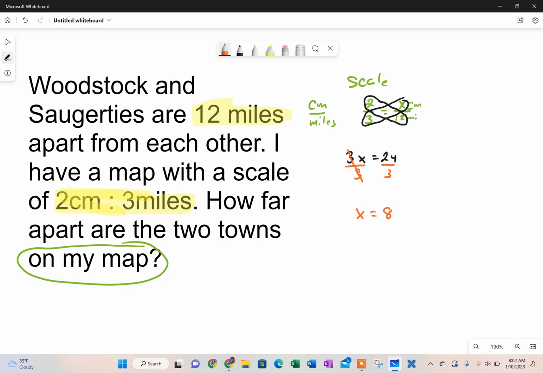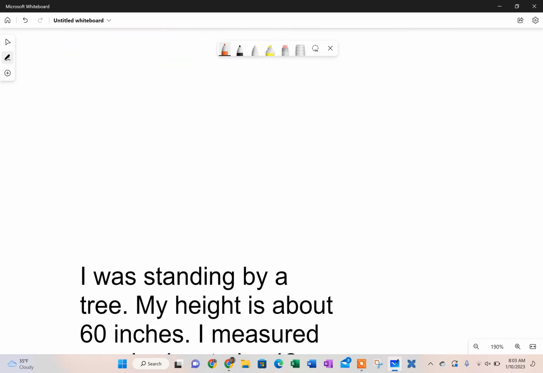Now, you're not actually done. It says, how far apart are the two towns on my map? The answer is not 8, it's actually 8 centimeters. And that's all it is. The key is this: you have to make sure that if you put the centimeters in the numerator, everything is centimeters, and if you put miles in the denominator, everything's miles. So we're going to move on to the second question.